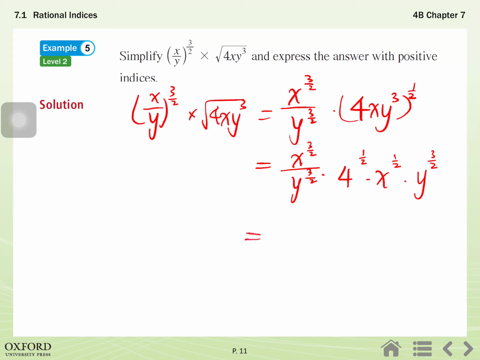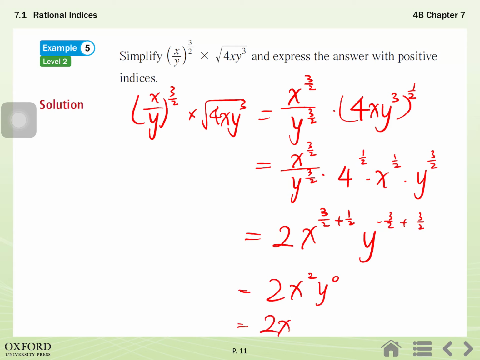Now we can do the combination. So we have 4 to 1/2 is equal to 2, and this one, y, you may say this is actually minus 3 over 2 plus 3 over 2. So clearly you will have 2, and y to the power 0. So the final answer is 2 times x to the power 2. And this is the final answer.